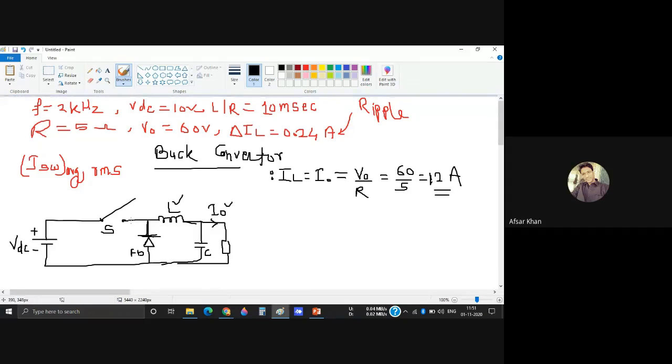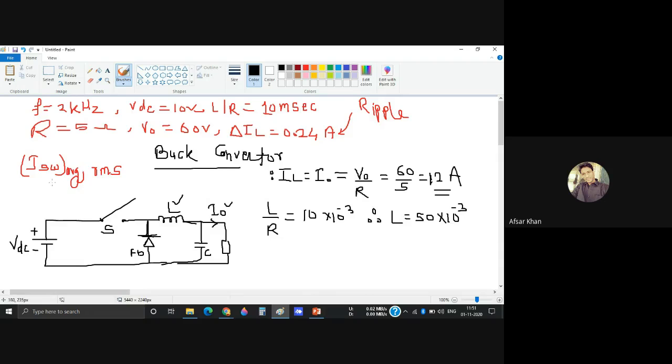And if L by R ratio is given and resistance value is given, you can calculate inductance. L by R is 10 millisecond, it has given 10 millisecond, means 10 into 10 to the power minus 3. So we know the value of R. Then what will be your L? 0.05, means it will be 50 millihenry. That's it. So these are the values we have.